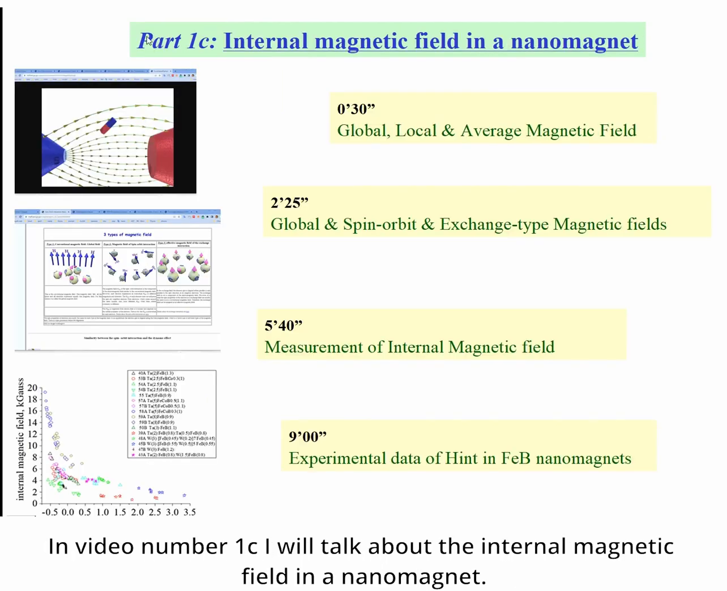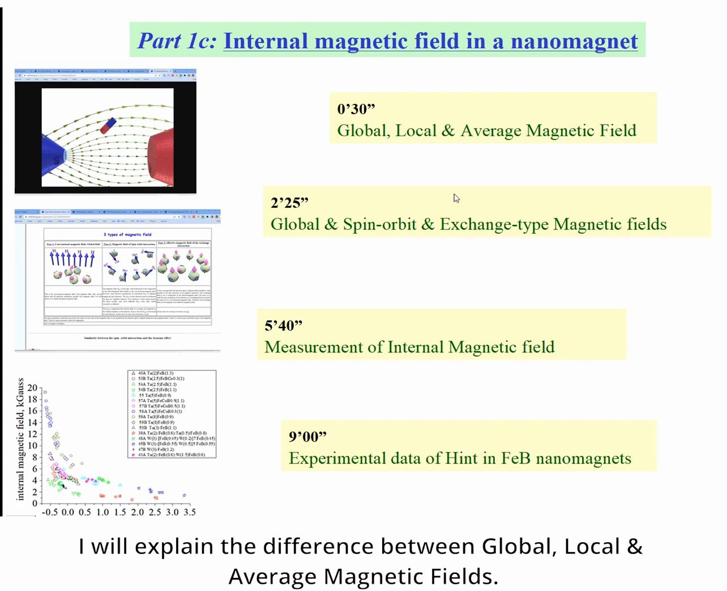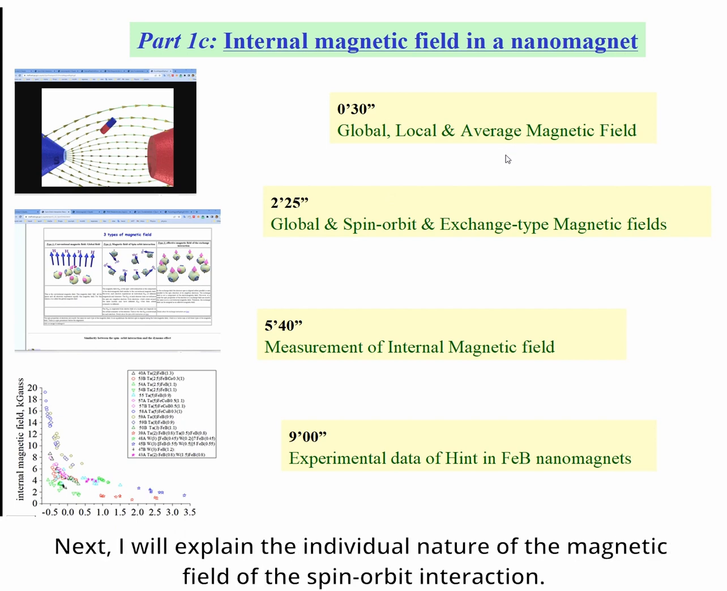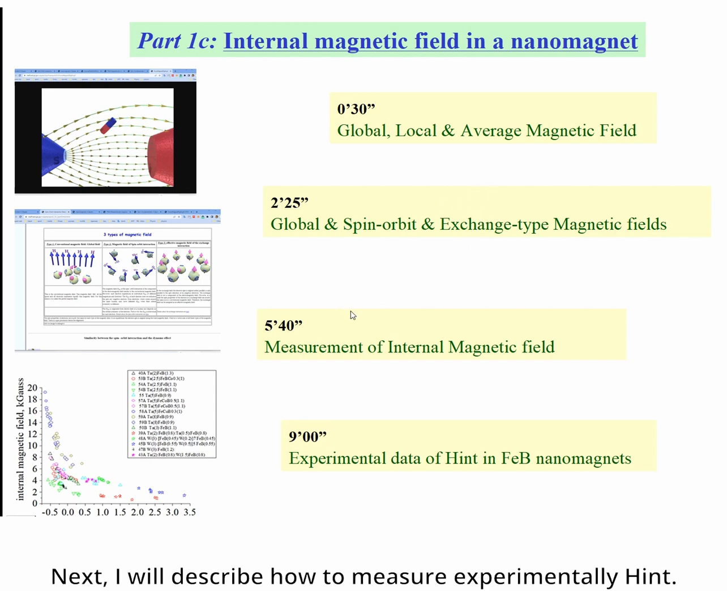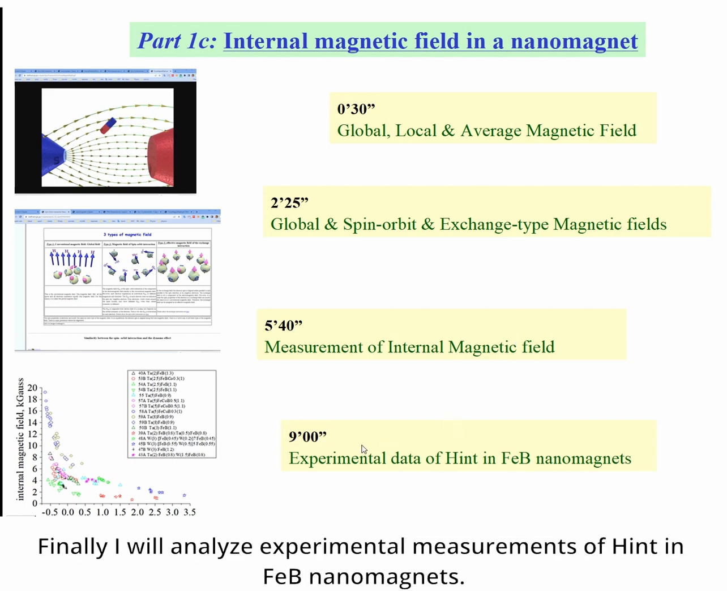In video number 1C, I will talk about the internal magnetic field in nanomagnet. I will explain the difference between global, local, and average magnetic fields. Next, I will explain the individual nature of magnetic field of spin-orbit interaction. Next, I will describe how to measure experimentally internal magnetic field in nanomagnet. Finally, I will analyze experimental measurement of internal magnetic field in iron-boron nanomagnets.